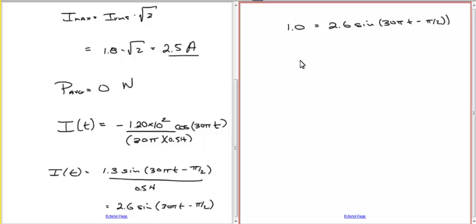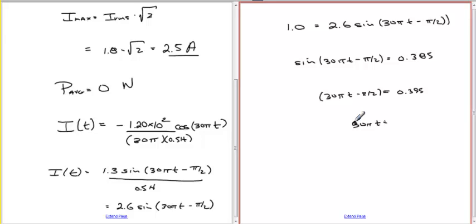So if I divide by 2.6, 1 divided by 2.6 is 0.385. Then take the inverse sine, and I need to do this in radians. Okay, good. So I take the inverse sine of 0.385, which is equal to 0.395. Then I add pi over 2.